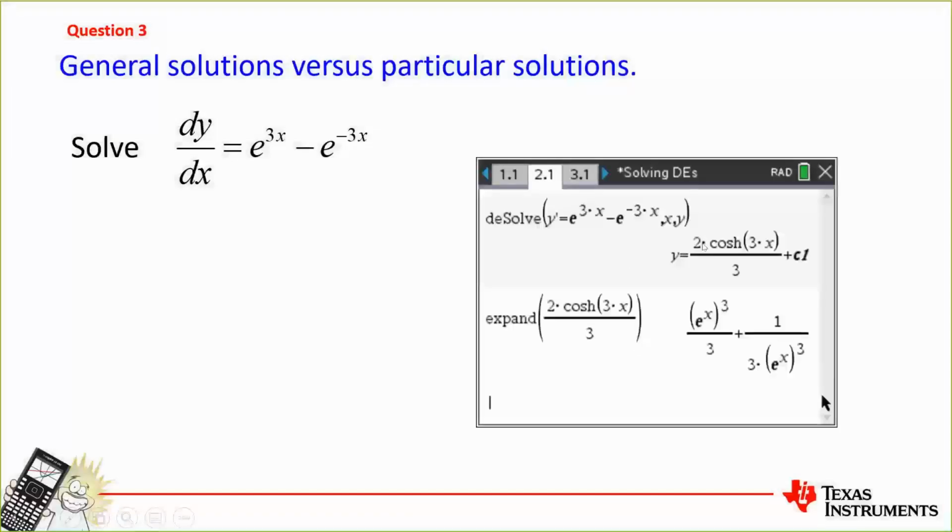Again, as you see, the calculator gives us plus C1, which is just plus a constant, because we are solving in general. We were not given any initial conditions. So the answer here is 1/3 e to the power 3x plus 1/3 e to the minus 3x plus a constant. It depends how many you do. Next, the differential equation would have C2, C3, and so on. So this is a general solution.